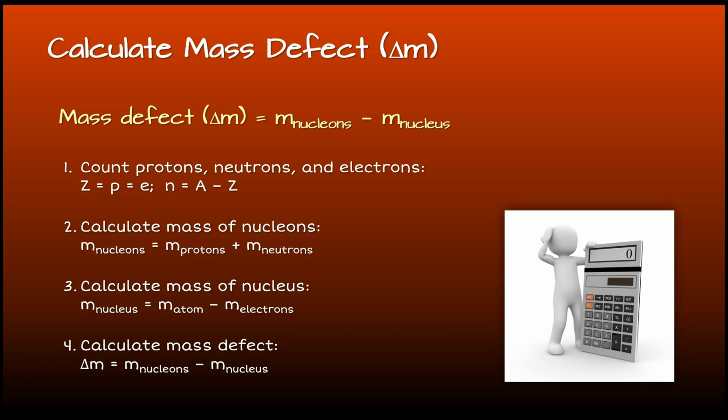Then we need the mass of the nucleus. If this is provided directly in the problem, great. Otherwise, we need to calculate it as the measured atomic mass minus the total mass of the electrons. Make sure you're using the measured atomic mass in this step and not the nominal value from the mass number A. Finally, we can calculate delta M because now we have both parts, the mass of the nucleons and the mass of the nucleus. After subtraction, the mass defect, delta M, will be a positive value.